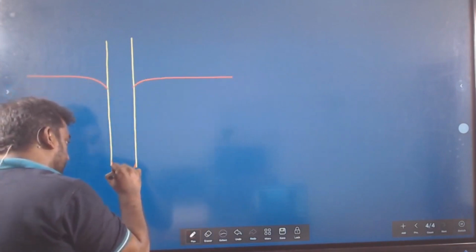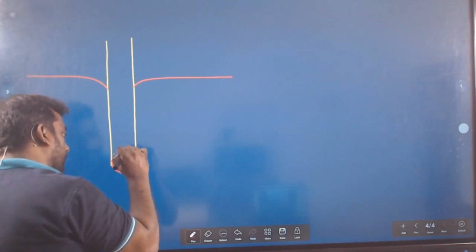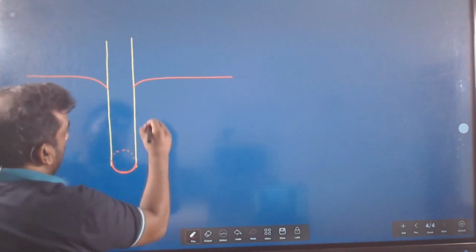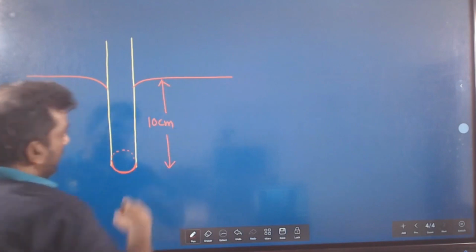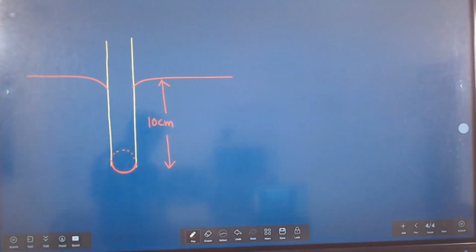Hemispherical meniscus means same radius as tube. The bottom of the tube is 10 centimeters, given in the question. So I won't turn it. I have the question with me. Bottom of the tube is 10 centimeters, right?